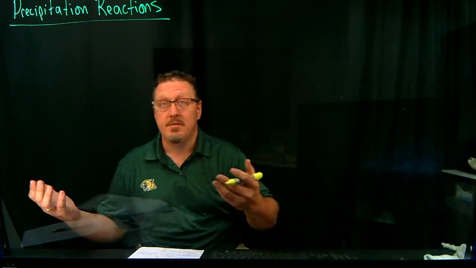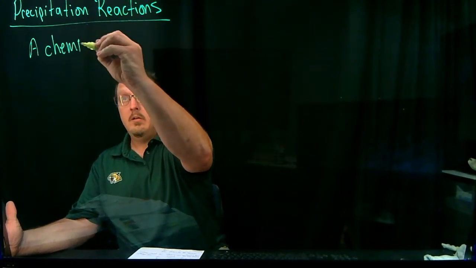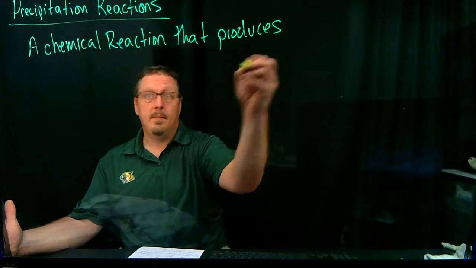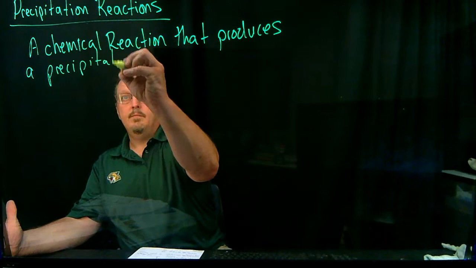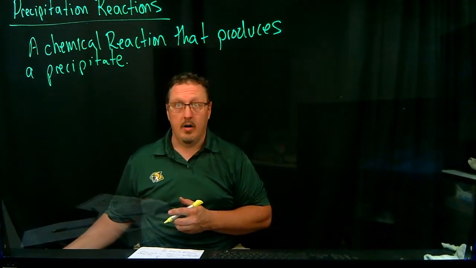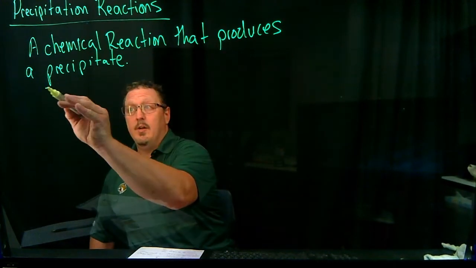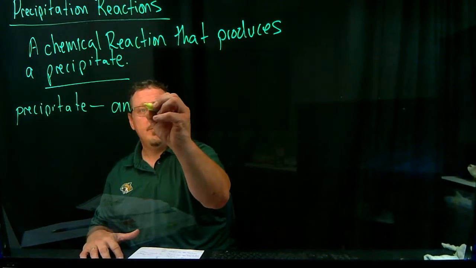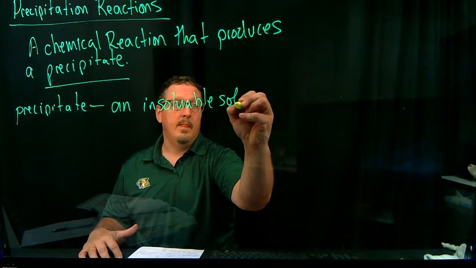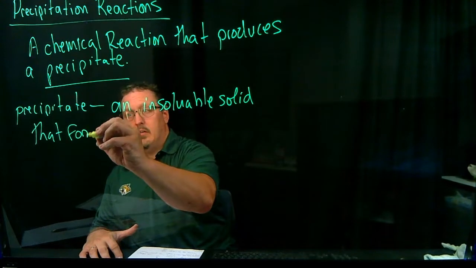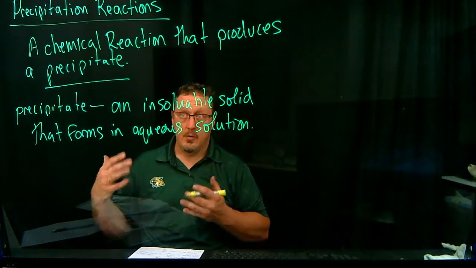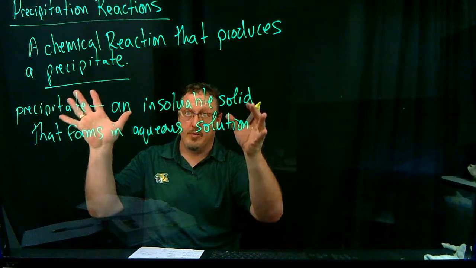All right. Next thing we're going to talk about is called precipitation reactions. A precipitation reaction is just a chemical reaction that produces a precipitate. Okay? When we're looking at that, all we are looking for is something that makes a precipitate. And so, what is a precipitate? Well, a precipitate is an insoluble solid that forms in an aqueous solution. Okay, and so we take these two things together, we pour them together in a container, poof, we get a solid that drops to the bottom.